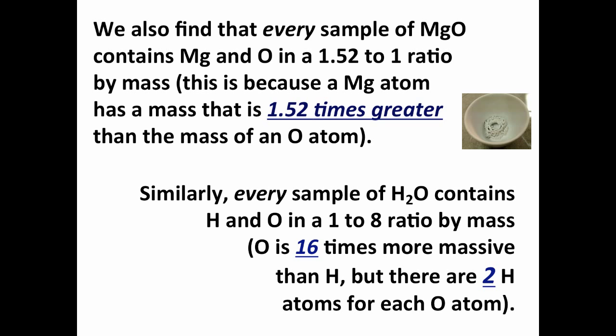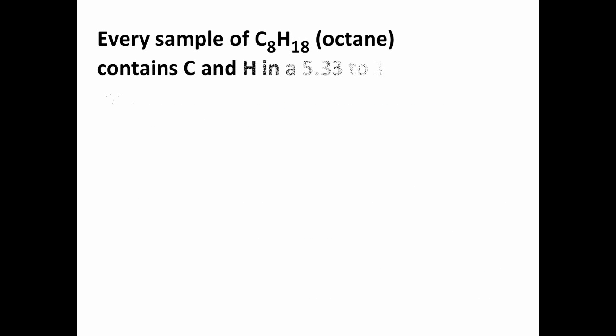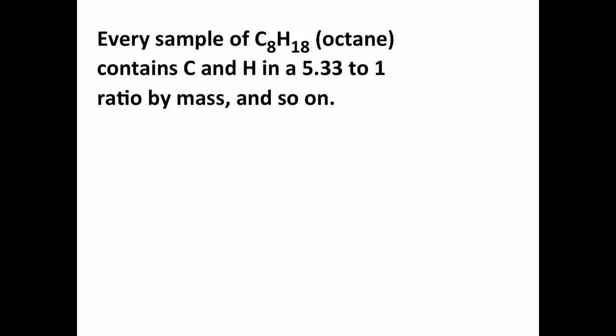All samples of water contain hydrogen and oxygen in a 1:8 ratio by mass. Oxygen is 16 times more massive than hydrogen, but there are 2 hydrogen atoms for every 1 oxygen atom. There's where we get the 1:8 ratio. And this is true if we have a little water or a lot of water. Same ratio. And this is true for a bunch of different carbon-hydrogen compounds, like octane. It's C8H18, the chemical formula, and all samples of octane, whether you have a little bit of it or a lot, and it's found in gasoline, they contain 5.33 to 1 ratio by mass of carbon to hydrogen.